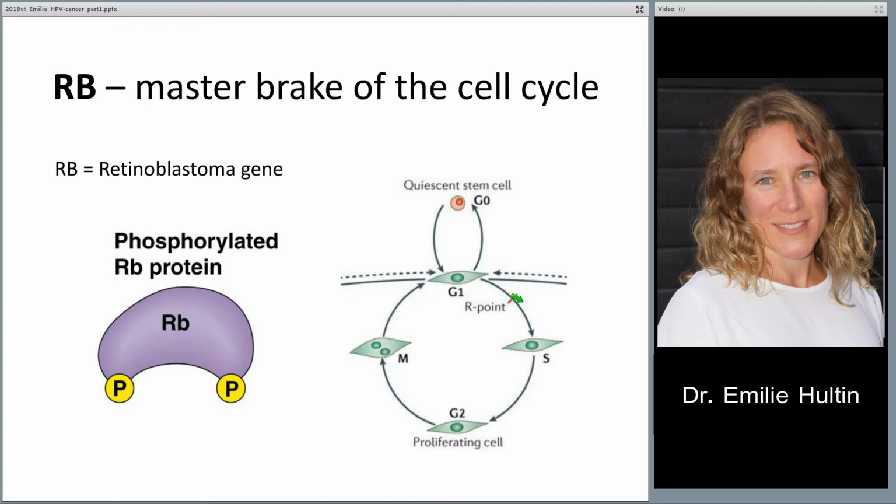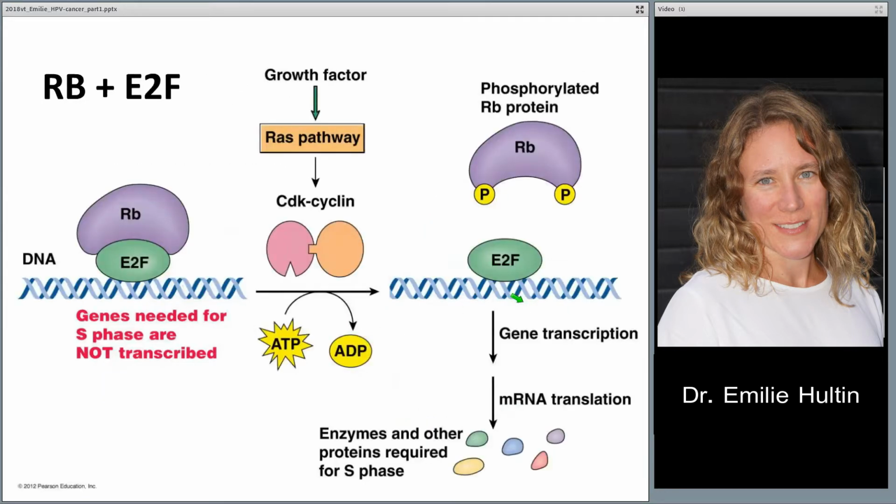And here we have a tumor suppressor gene, the retinoblastoma gene. This RB gene is a master brake of the cell cycle. So it's the opposite of the transcription factor E2F. So RB protein stops the cell cycle before the synthesis phase. And this RB protein can either be phosphorylated or not. How does this work then?